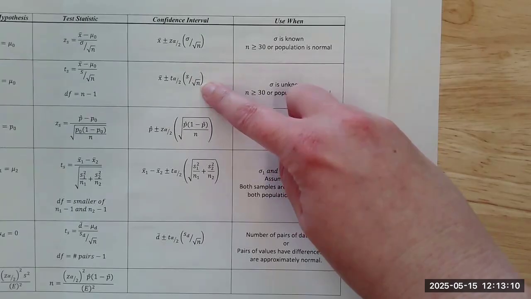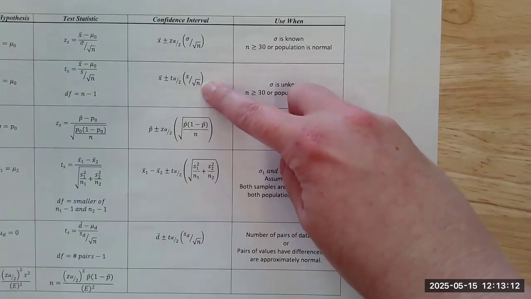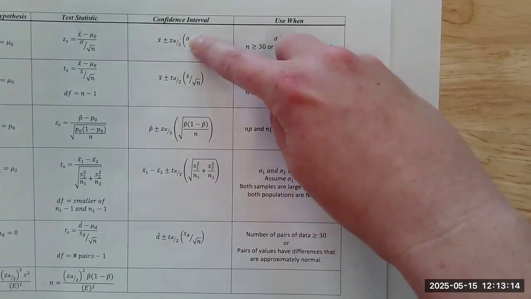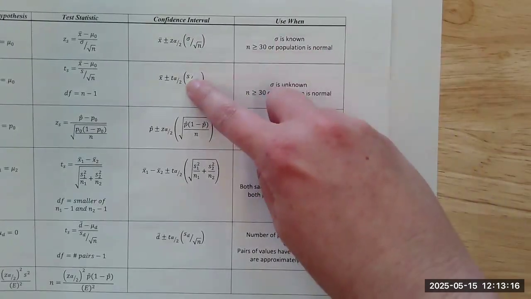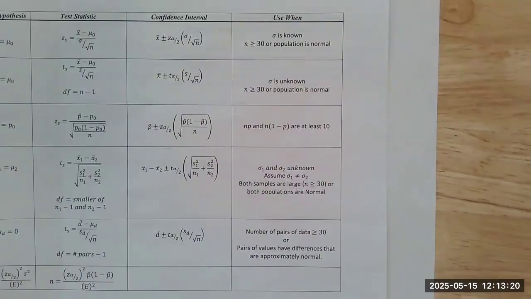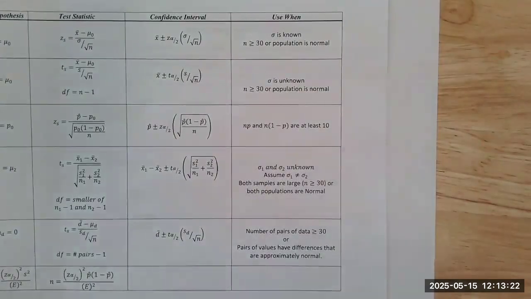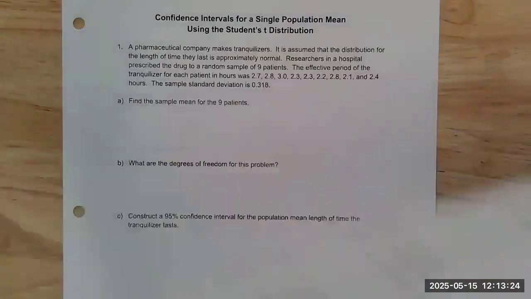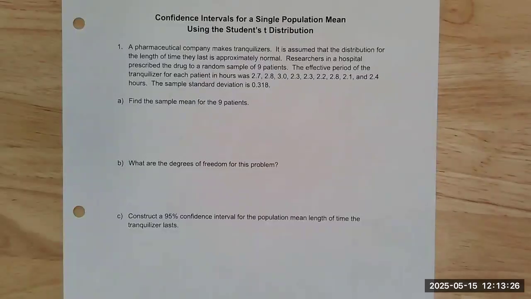So the formulas are super similar to each other. We just substitute out, instead of the population standard deviation, we use the sample. And then instead of using the Z table, we use the T table to get our number. But everything else about how we're going to solve it is going to be exactly the same. So let's look at an actual example.